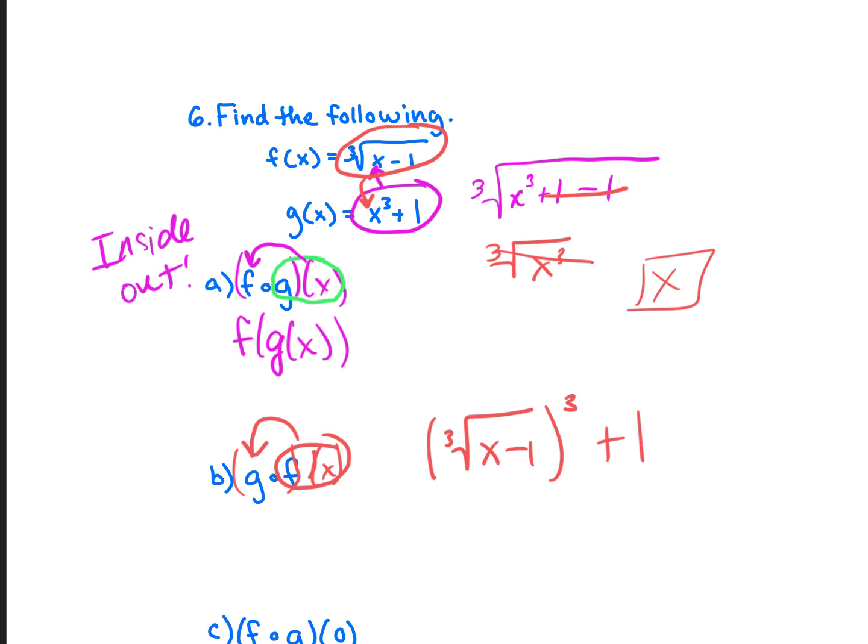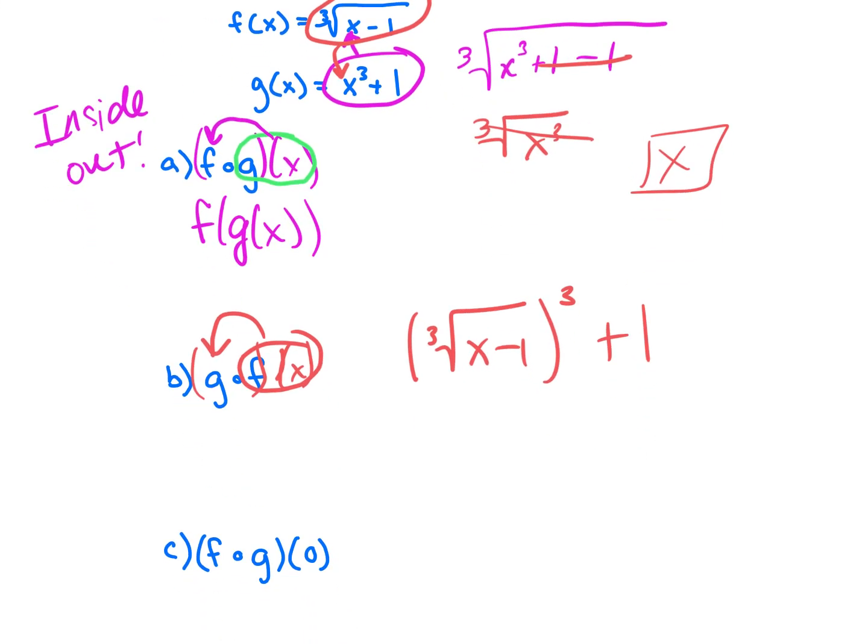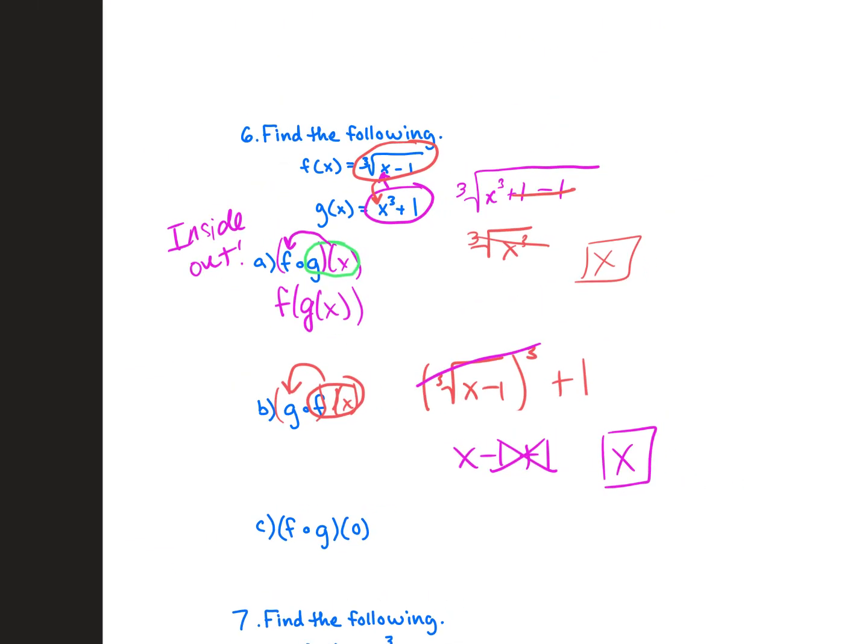If I'm going to simplify this, guys, what happens when you cube a cube root? It cancels. Then you're left with x minus 1 plus 1. Now these two cancel, so you're left with what? x. What you guys just proved, which you don't need to know right now, we'll talk about it a little more tomorrow, is that these are inverses of each other.